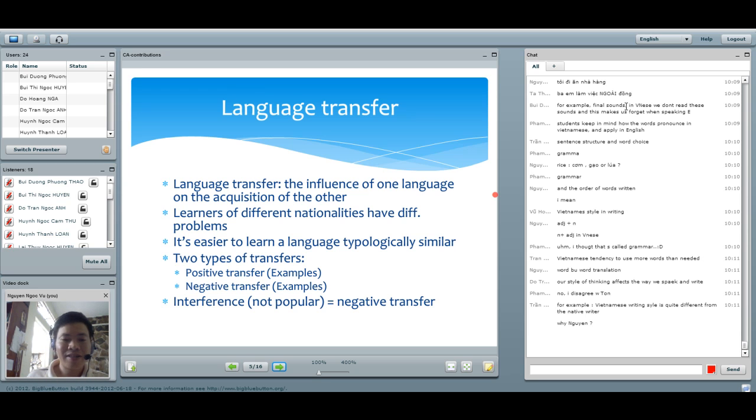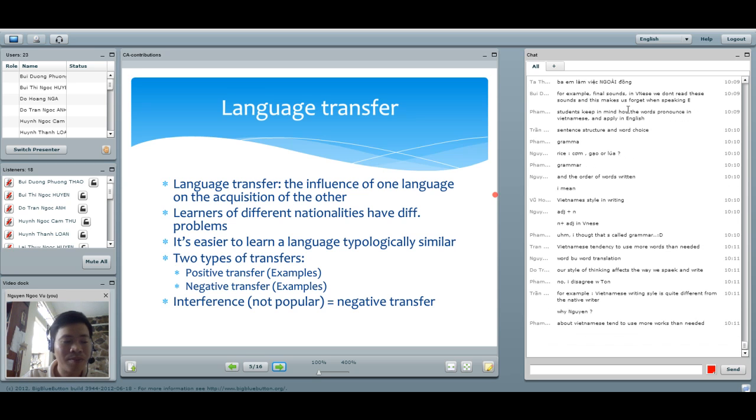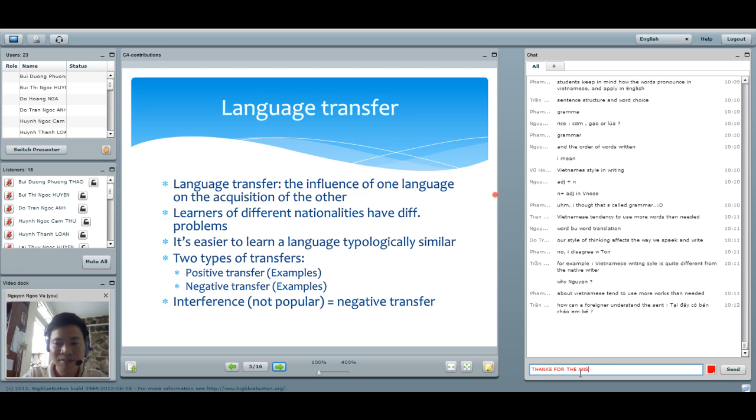Good. So basically there are two types of transfers, a positive transfer and negative transfer. I think that for Vietnamese learners of languages, we do not enjoy a lot of positive transfer when we learn English, but we do have lots of positive transfer when we learn Chinese because of the lots of the similarities between the two languages. So a big thanks for the answers. We can now move on.